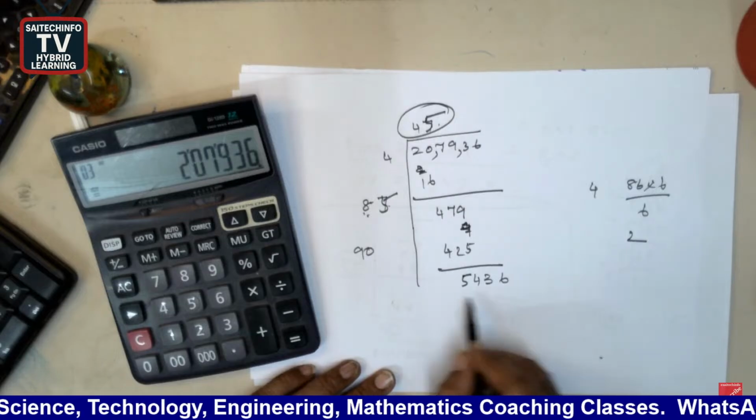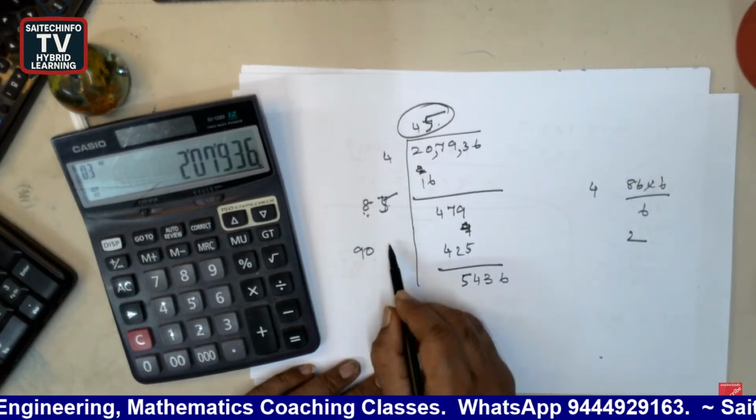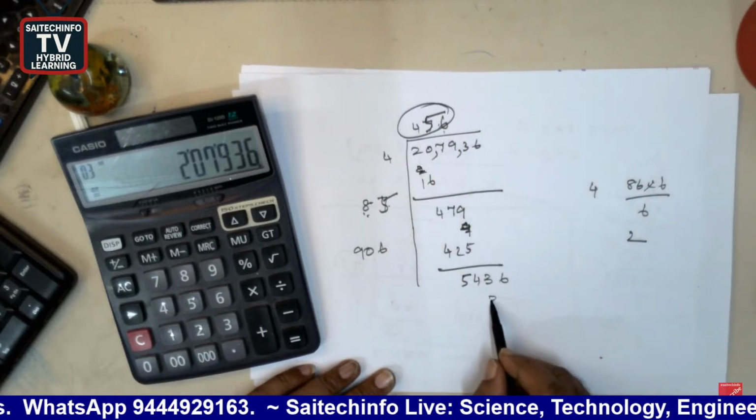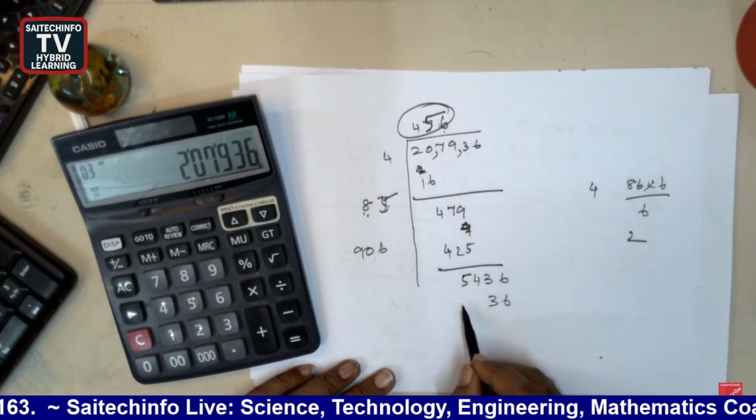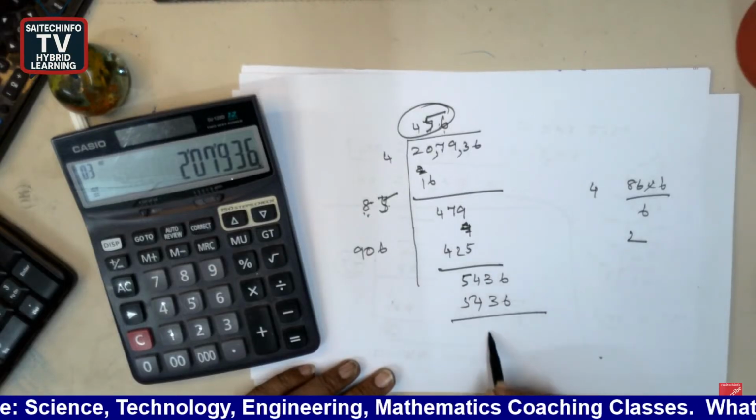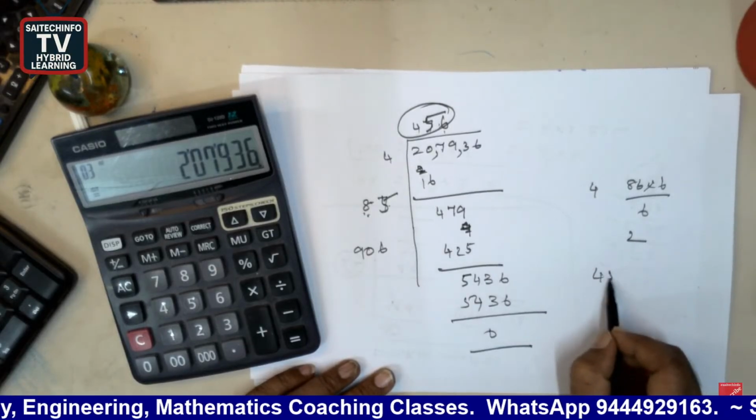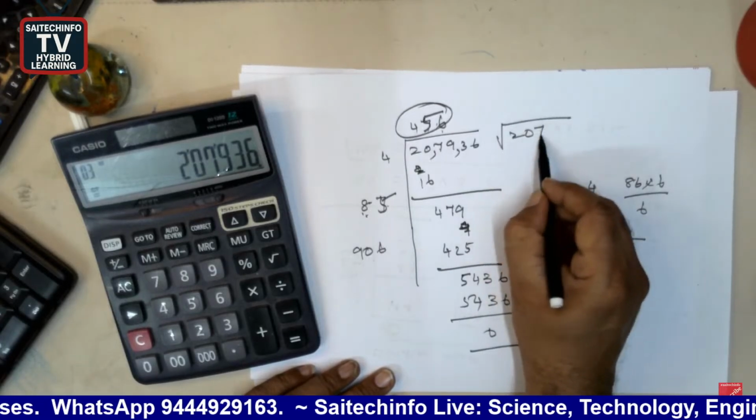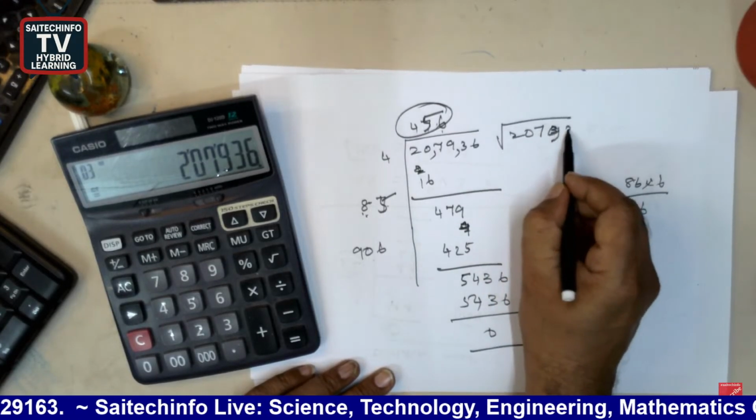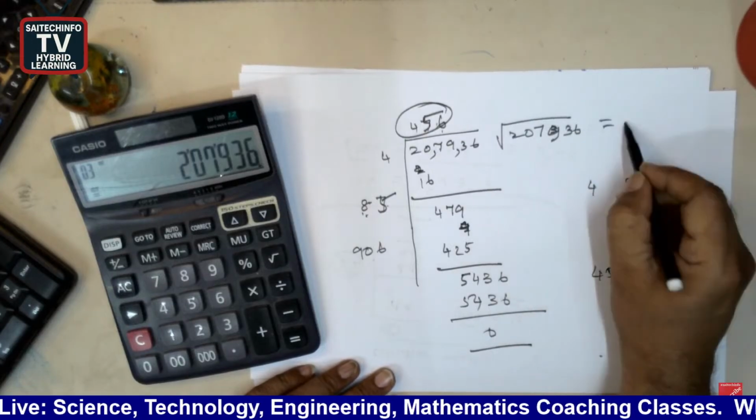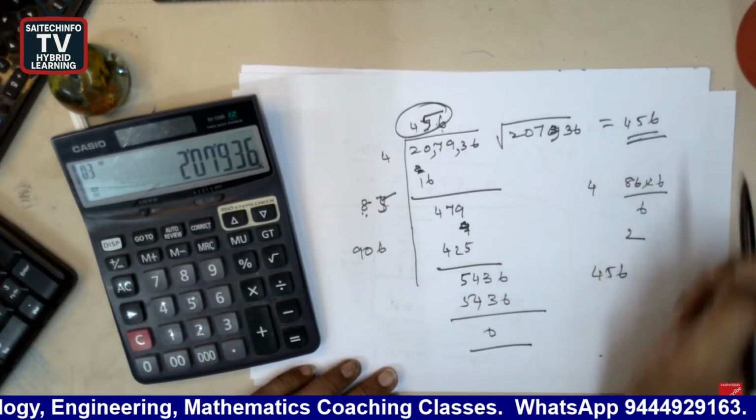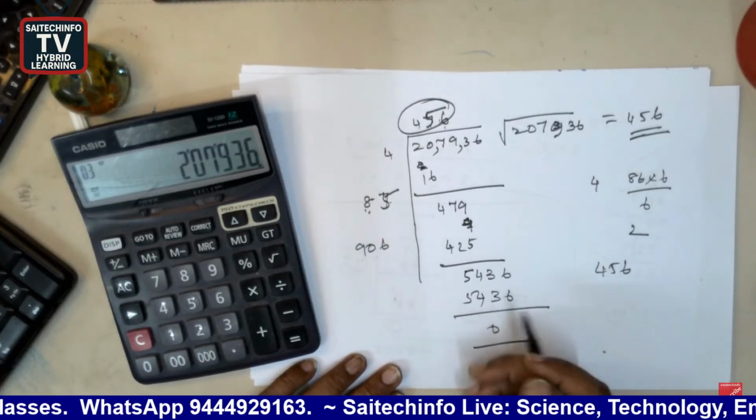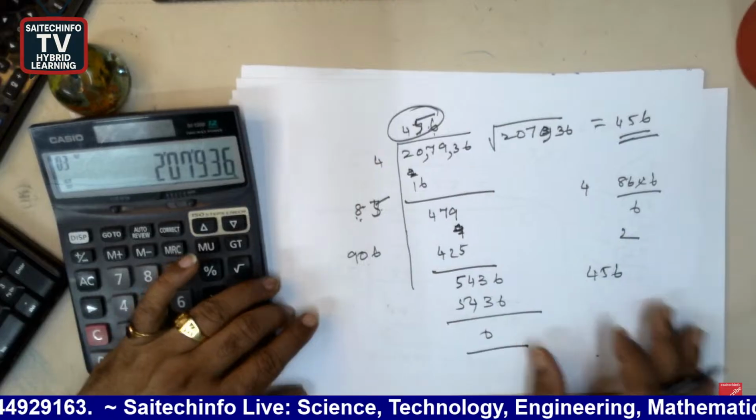Shall we try 6? So 6 6s are 36 and this is 54. So 0. So the answer is 456. So the square root of 207936 is equal to 456. So this is the way you can find it. Got it? It can be done even in the case of decimals.